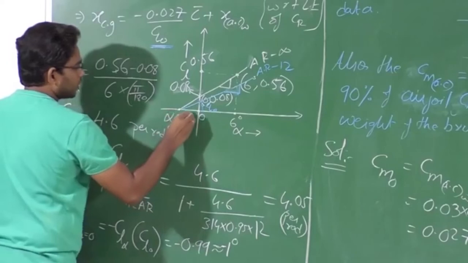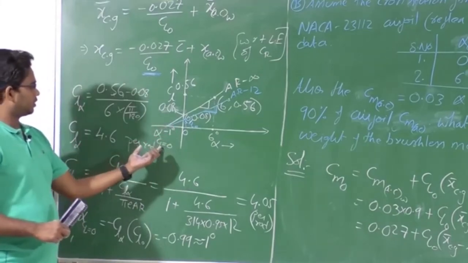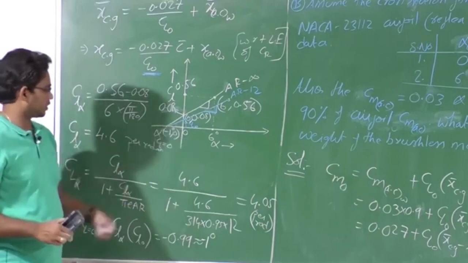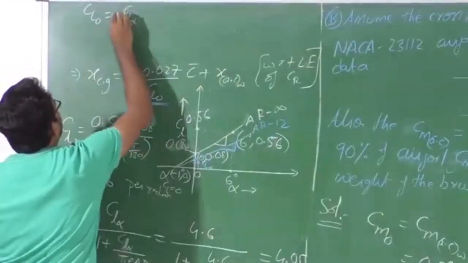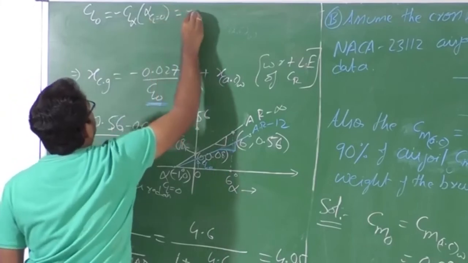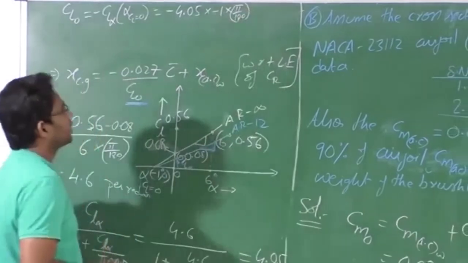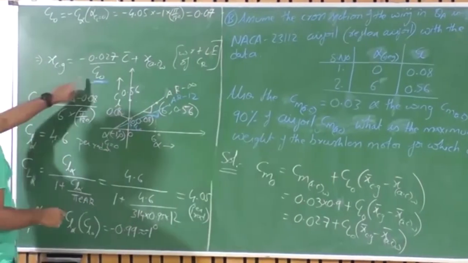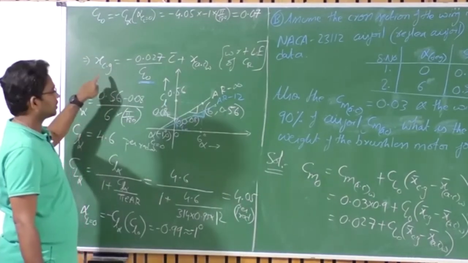So this particular value corresponds to minus 1 degree here, right? So once I know alpha at which CL is 0, which is minus 1 degree, I have the coordinates minus 1 degree comma 0. So I will be able to find out CL naught. How can I do that? CL naught is equal to minus CL alpha times alpha at which CL is 0. This is equal to minus 4.05 times minus 1 multiplied by pi by 180, because CL alpha is in per radian. So what I have is approximately 0.07. So I have CL naught right now, and I know C bar, and with respect to the leading edge of the wing, I can find out the corresponding CG location.